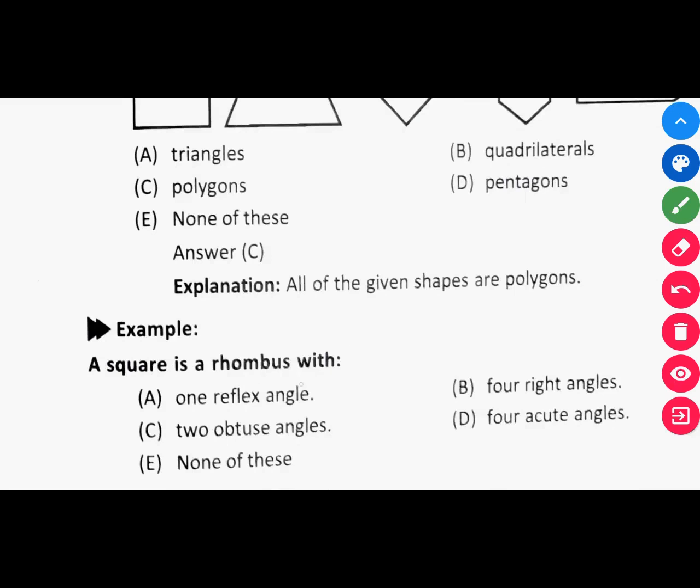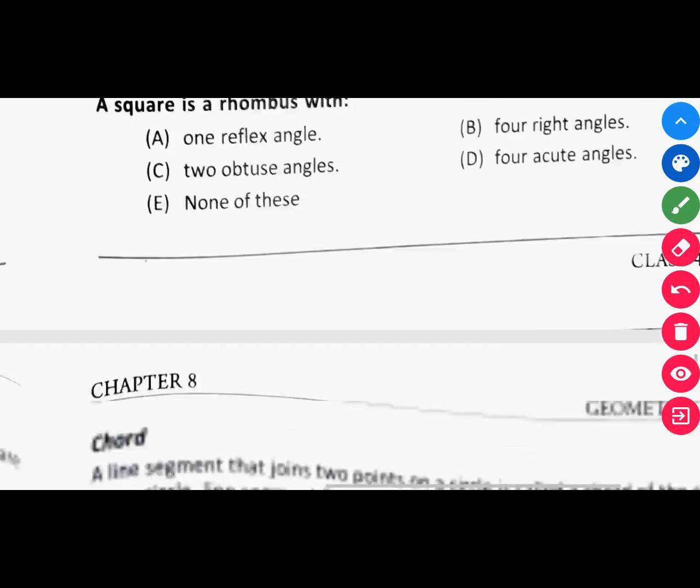Now, square is a rhombus with one reflex angle. Not possible because we just learned that all angles are of 90 degrees. So option B is the correct answer. Four right angles are there in the square. Okay.